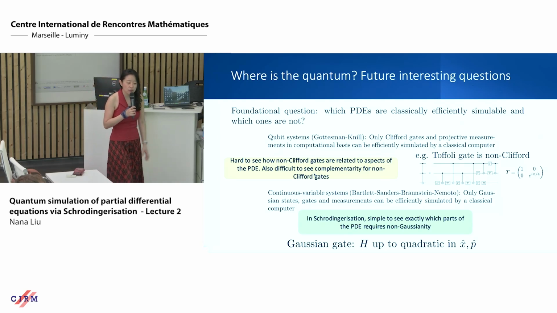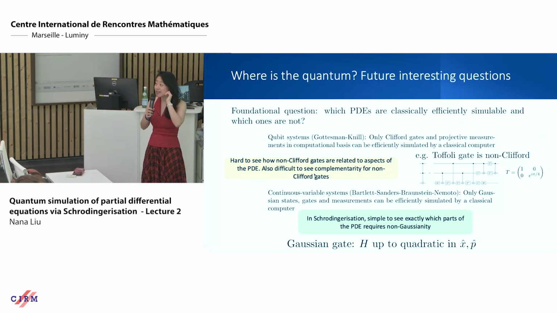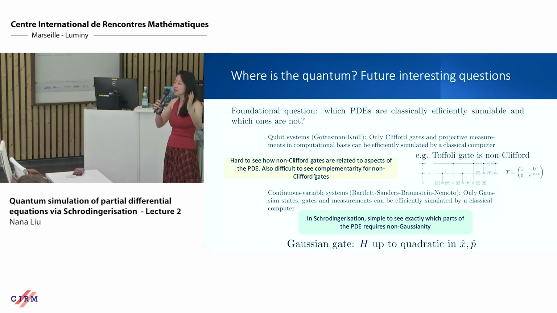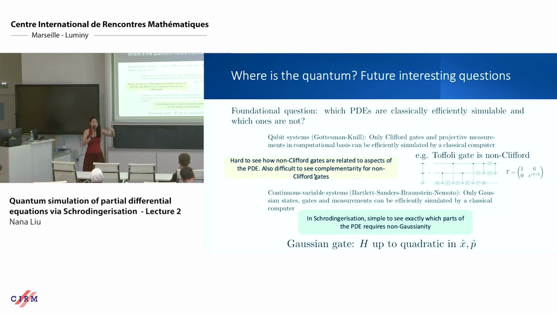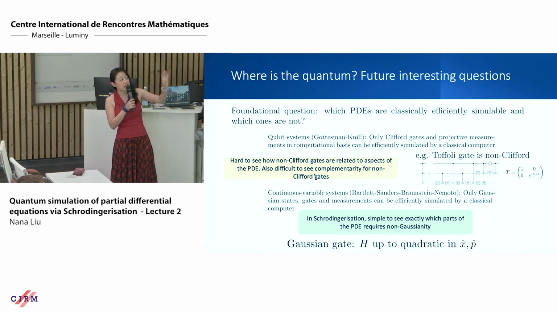Now, if you were to apply this to our PDE simulation, once you discretize your PDE and you have this huge matrix that you have to decompose in terms of Clifford and non-Clifford gates, I've completely lost the physics, right? If you say, okay, how many non-Clifford gates do we actually need? Well, what does that actually mean with respect to the original physics of the PDE that we're studying? So it gets lost in all of that. It's hard to see how non-Clifford gates are related to aspects of the PDE.